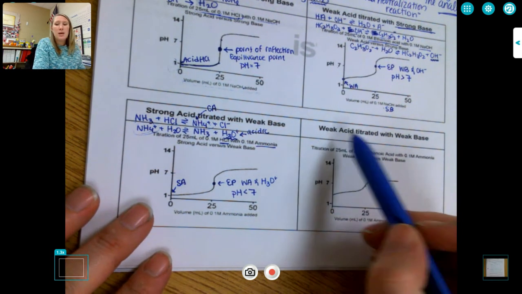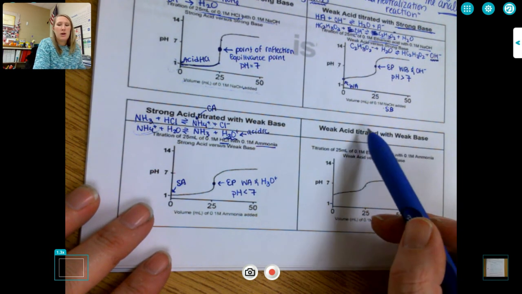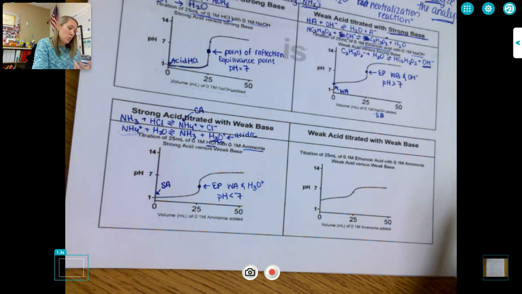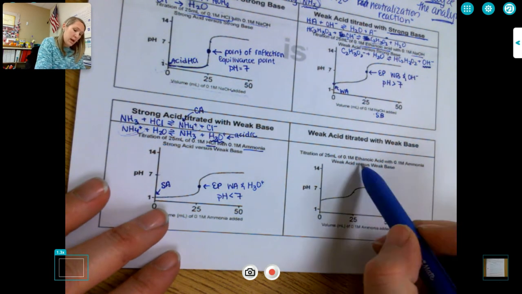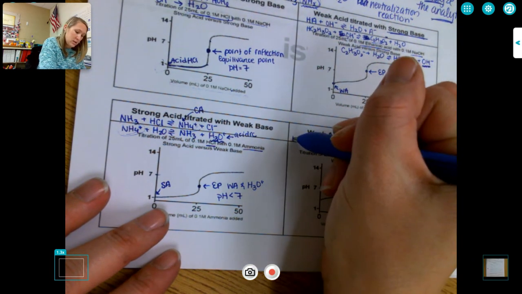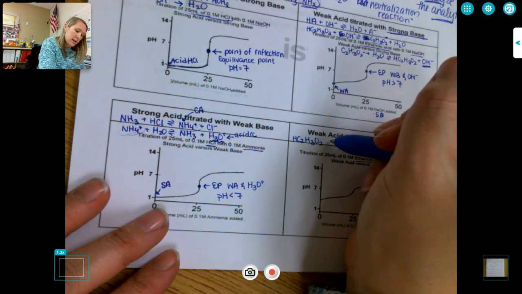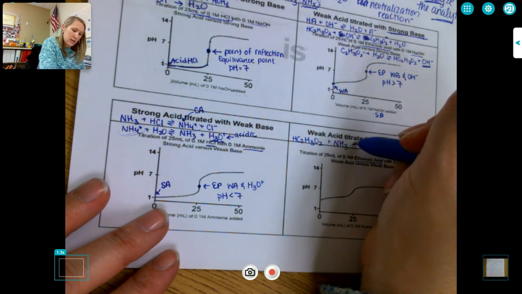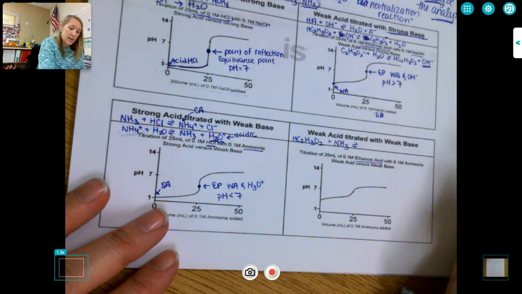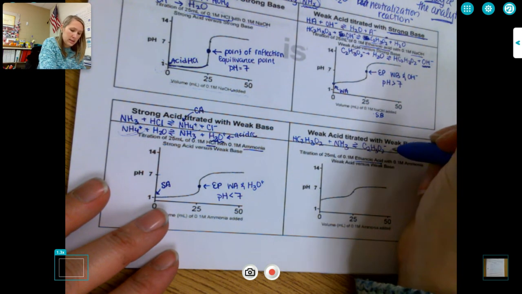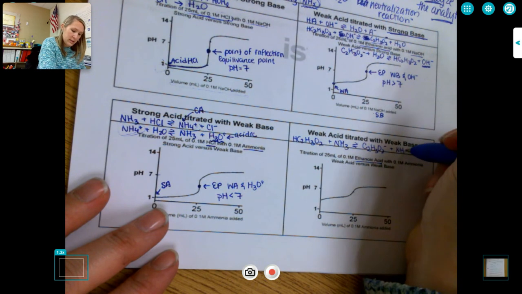Now, if we have a weak acid and a weak base, and we want to figure out how these are going to interact, that's where we have to start looking at Ka values, because it really can vary what the pH is going to be at that equivalence point. For this example here, we have ethanoic acid, which is acetic acid, HC2H3O2, reacting with ammonia, NH3. A weak acid and a weak base, so we're going to get C2H3O2 minus, and we're going to get NH4 plus.